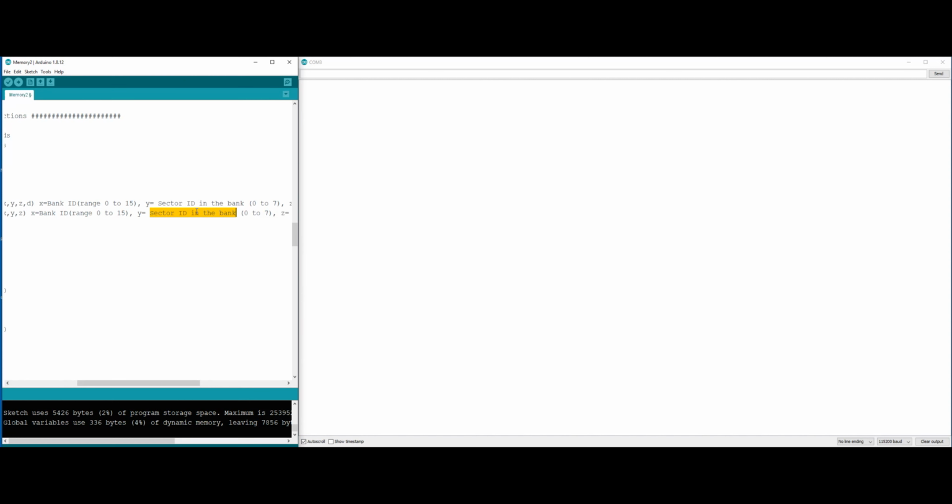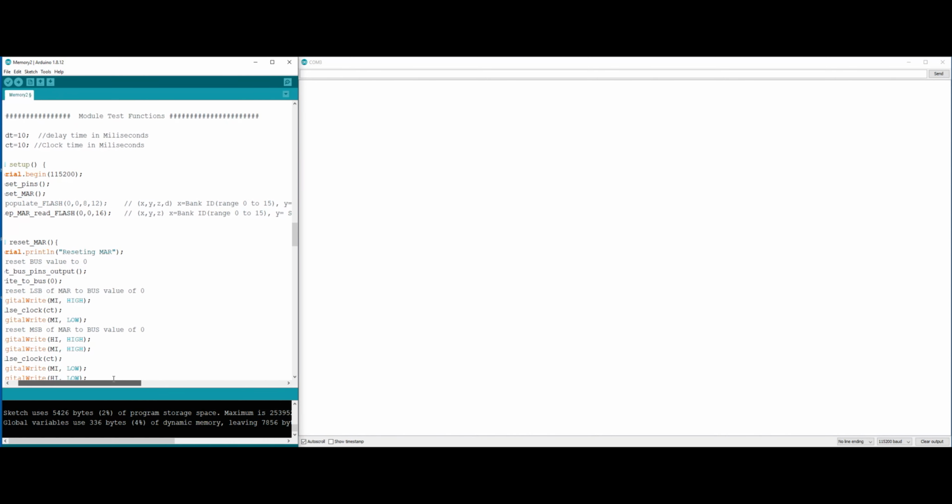It means that it's a sector ID in the bank. So the range for this value should be from 0 to 7. If you think about it, for each flash bank we have 8 sectors, and we have a total of 128 sectors for the whole flash memory. But here we're pointing to the sector inside each flash bank. That's why we have a value of 0 to 7.